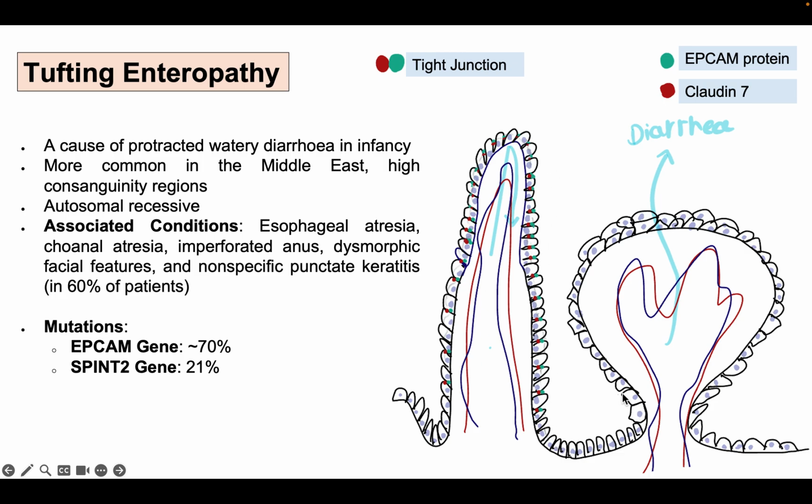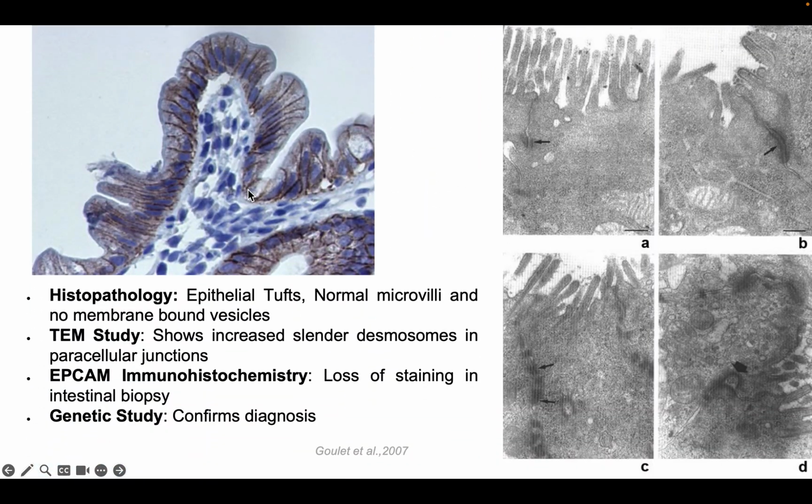This is the normal villi, but here the tight junctions are not seen because of the mutation of EpCAM and Claudin 7, which make the tight junction. So here the mutation of the EpCAM and SPINT2 gene leads to leaky tight junctions. That's why the connection between two cells will not be organized, and it will make tufted villi. That's why it is called tufting enteropathy, and here the fluid will come out from the vessel and cause the diarrhea. You can see here the EpCAM IHC and histopathological epithelial tuft, normal microvilli, and no membrane bound vesicle, because this is different from microvillus inclusion disease.